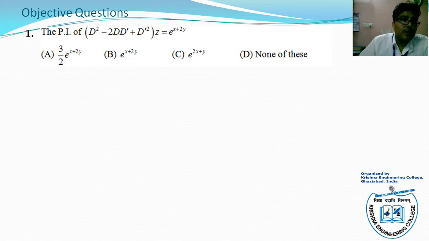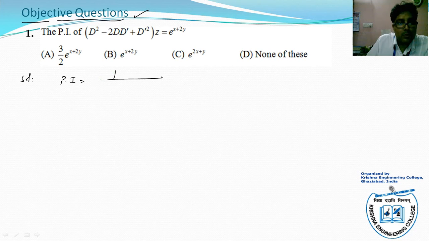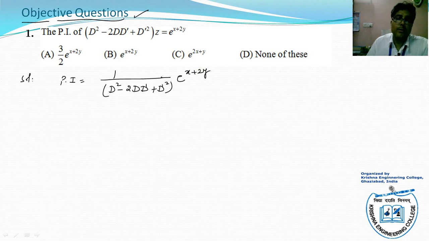Now there are objective questions. Find the PI of this equation. This equation is a homogeneous linear differential equation with constant coefficients because each term has the same degree. Clear? So find the PI. PI is 1 upon D squared minus 2 D D dash plus D dash squared, e to the power x plus 2y.